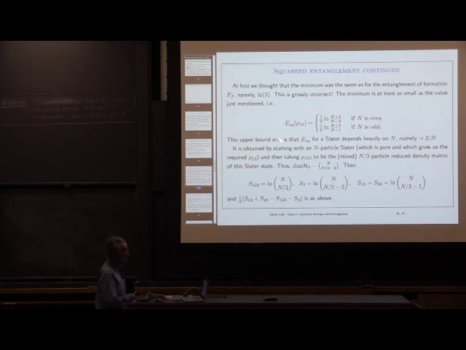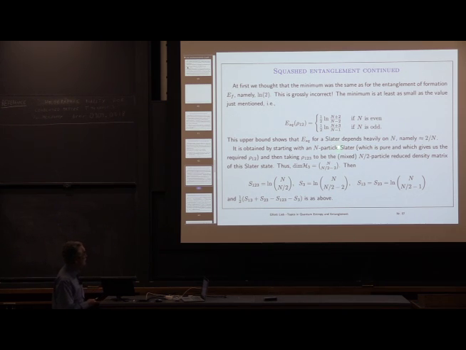So at first we thought, and this is a good lesson, at first we thought that the minimum was the same as the entanglement of formation, namely log 2, and it's much smaller than that, something like 1 over n. This is grossly incorrect. The minimum is at least as small as the value just mentioned. Here it is again. And it depends heavily on n. And how do you get it? Well, you get it in this very funny way.